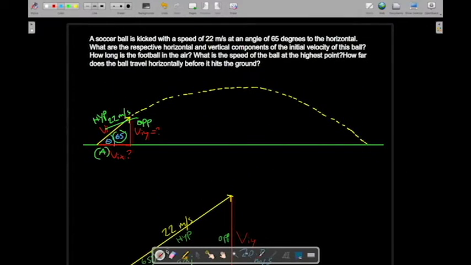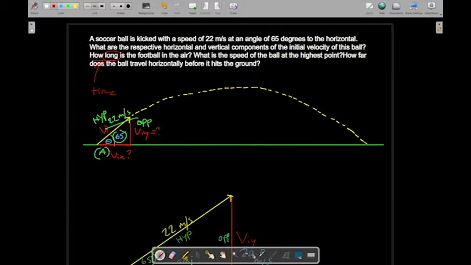All right, the next part of the question, as stated here, is asking how long is the football, or it's a little bit of a typo here, it's supposed to say soccer ball. How long is the soccer ball in the air? So we're actually asked to solve for the time. So how long, again, how long represents time. Okay, so we're going to go ahead and solve that right now.